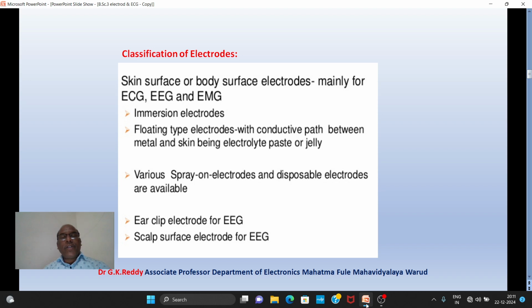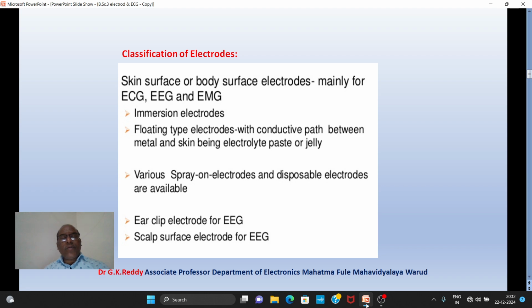Floating type of electrodes with the conductive path between the metal and the skin being electrolyte paste or jelly. Generally, it is a disposable type of electrode. After functioning, it can automatically melt. Various spray-on electrodes and disposable electrodes are available.